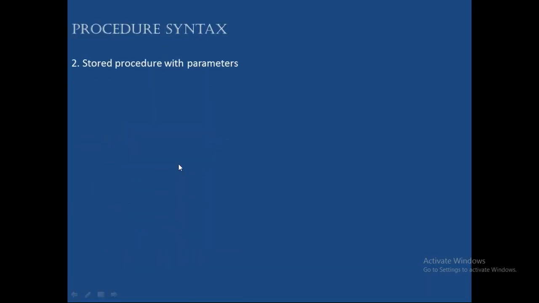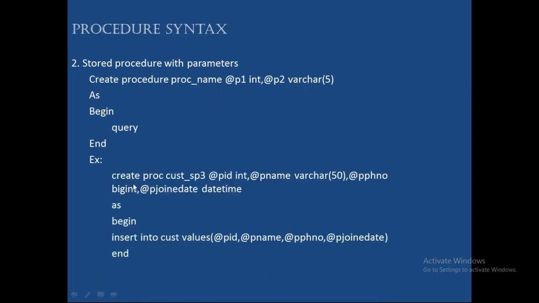Now I will go with a parameterized stored procedure, a stored procedure with parameters. See, create procedure proc @p1 int, @p2 varchar. This is the first parameter of type int, the second parameter of type varchar, as begin end. This is the query; in this query, I may use these two parameters. Example, create procedure cust_sp with an ID parameter, a name parameter, a phone number parameter and a joined date parameter. These four columns mean we have these four parameters.